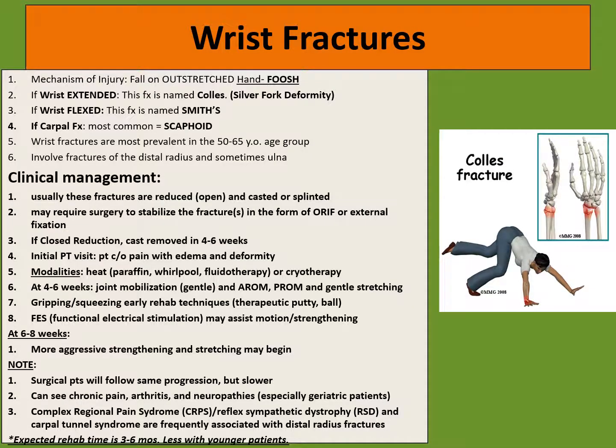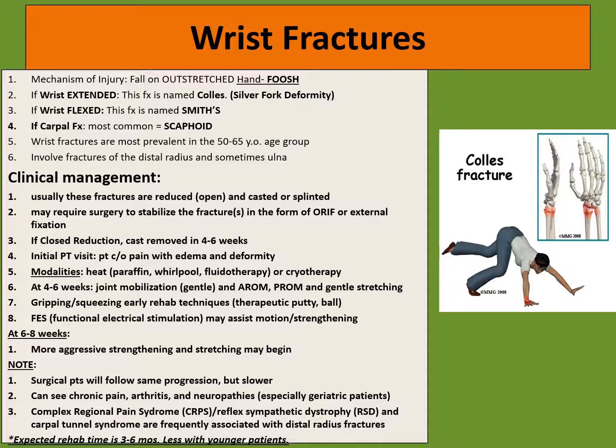Wrist fractures: the mechanism of injury is often what we would call a FOOSH injury, a fall on an outstretched hand. Now, if the wrist is in an extended position when they fall, it is called a Colles fracture or a silver fork deformity. We'll have pictures of that coming up. The silver fork deformity is just that it looks like a dinner fork. It is a fracture of the distal radius for both the Colles fracture and the Smith fracture. It's just the mechanism of how the fracture occurs and the direction of the displacement of the fractured bone.